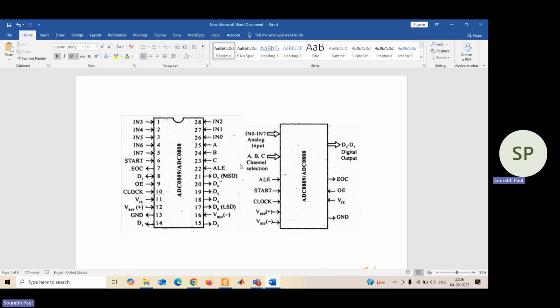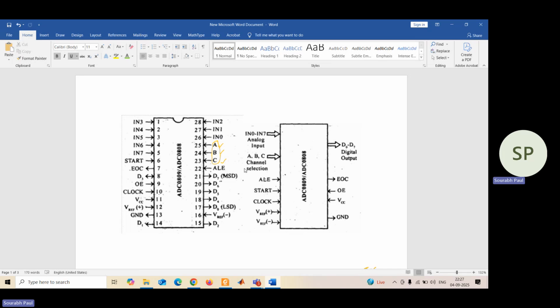If you remember in the multiplexer, what we have observed is that if 8 input lines are there and you have to select one of the inputs from these 8 input lines, then you should have at least 3 select lines. So by putting appropriate values in the select lines, you can select one of the 8 inputs. In this case also, the same thing is done by the select lines A, B, C. A, B, C are known as channel selection. So these three are going to decide where you need to give the analog input to the ADC.